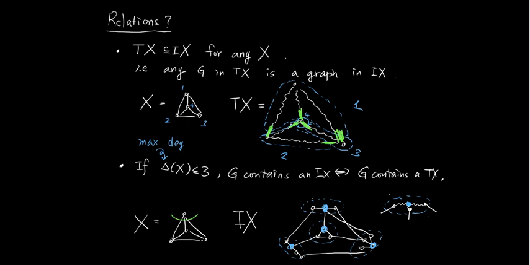TX 呢绝对是在 IX 里面，任何一个是 TX 就是一个 IX。但是呢，IX 很多时候不会是 TX。但是呢，当度数不够大的时候呢，任何一个 IX 呢就一定也会包含一个 TX。所以你抓了一个 TX，你就会看到 IX。那你抓了一个 IX，它里面就会有 TX，只是它不见得会一样。Let's stop here.